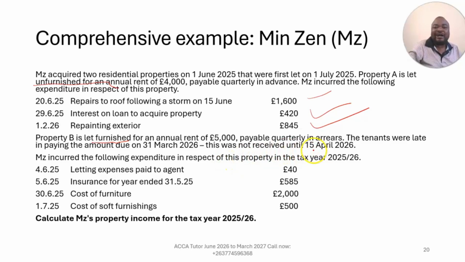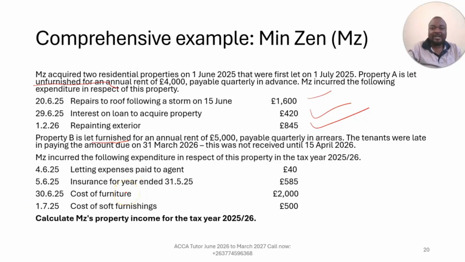This was not received until 15 April 2026. MZ incurred the following expenditure in respect of this property in the tax year 2025-2026: letting expenses paid to agents, £40; insurance for the year ended 1st March 2025, £585; cost of furniture, £2,000; cost of soft furnishings, £500. Calculate MZ's property income for the tax year 2025-2026.